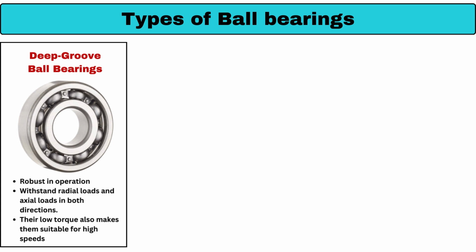Next one is deep groove ball bearings. These bearings are also most commonly used. Deep groove ball bearings are robust in operation and require little maintenance. They can support the radial as well as the axial load in both directions.